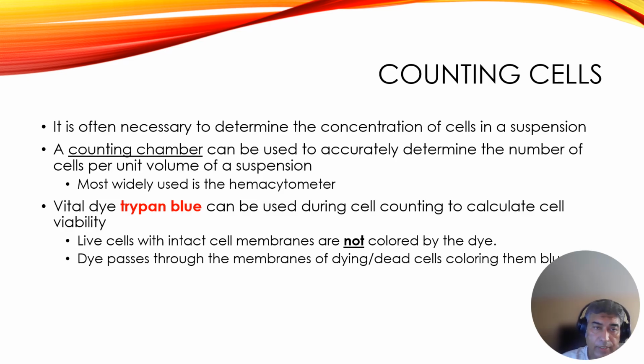Live cells with an intact cell membrane are not colored by the dye. They will be transparent when you see them under an inverted microscope. The dye passes through the membranes of dying or dead cells and they become blue, so we can easily distinguish between dead and live cells.